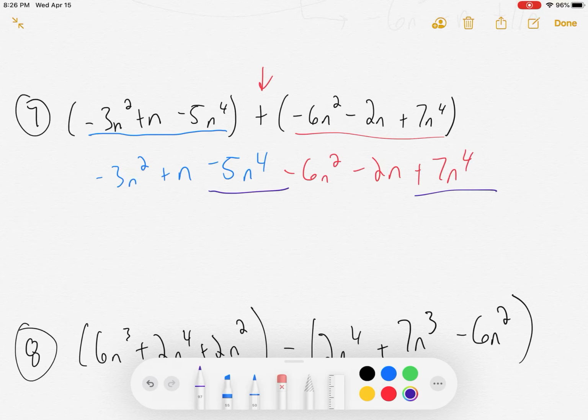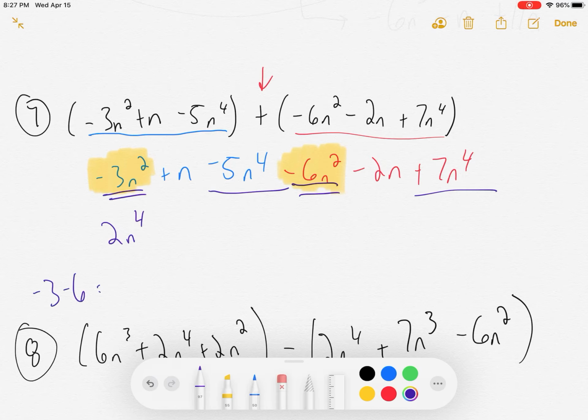So now just ask yourself, what is negative 5 plus 7? Well, negative 5 plus 7, if you use a calculator, you should get 2. And then just tack the n to the fourth on. 2n to the fourth. Boom. Okay, now let's look for my next highest degree, which would be n squared. So I have an n squared here and an n squared here. And if I highlight these, negative 3n squared minus 6n squared.